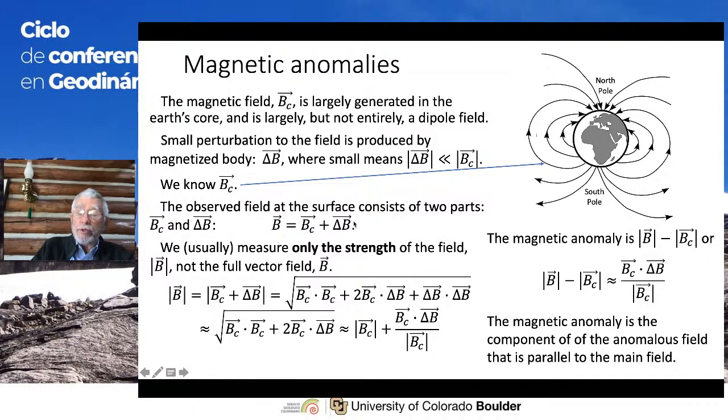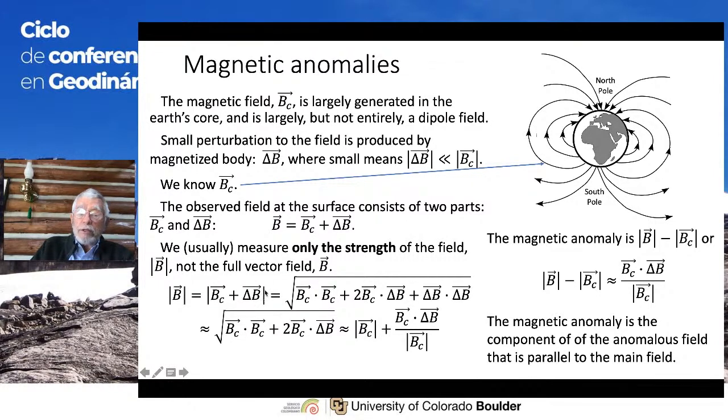So we measure this. But in fact, we don't really measure the vector field. We do not measure the directions. We measure only the strength of the field. So we measure the absolute value of this, the magnitude only, not the full vector field. And the magnitude of this is the magnitude of the core, that part of the field coming from the core, which we know, and the anomalous field, the small one. This is much smaller than that.